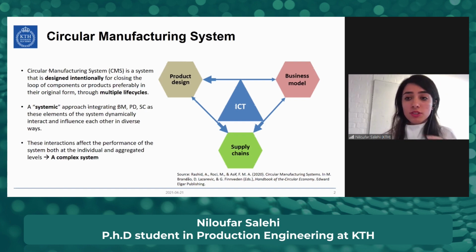We need these three functions to interact with each other dynamically, and we need to avoid each of these functions working solo. Each of these functions affects the others, both at the individual and aggregated level. So at the end, we can consider it a complex system through the whole value chain of a product, and we need an enabler to enable their interaction and communication through the whole value chain.